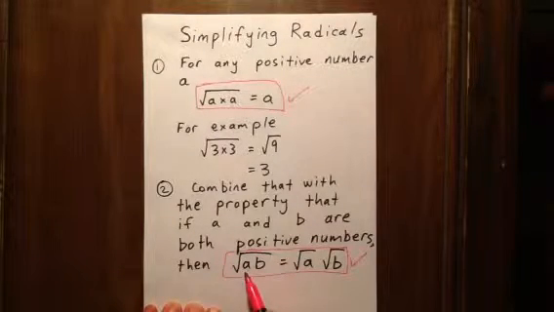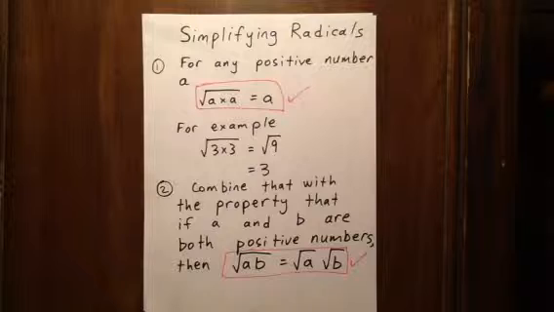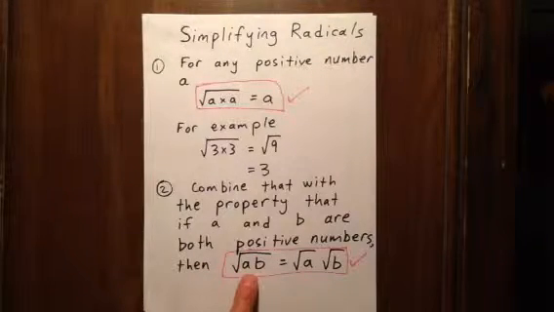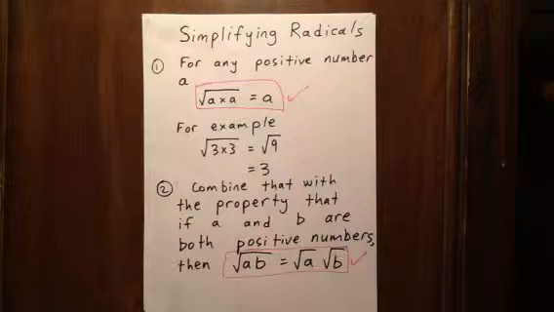Another important property that we're going to have to use and know is that if a and b are positive numbers, then the square root of ab is the square root of a times the square root of b. Okay? And so we can separate them like that. If they're both factors of the input of the square root, we can separate them.